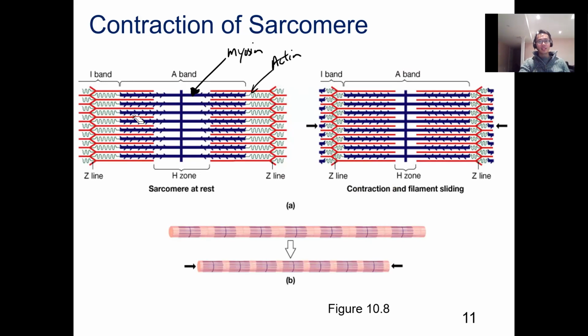Okay, don't worry about all these Z line, A band, I band. We didn't talk about it. But you can see the sarcomere from end to end. This is one sarcomere. When the myosin pulls on it, it gets shorter. There are more overlap, right?